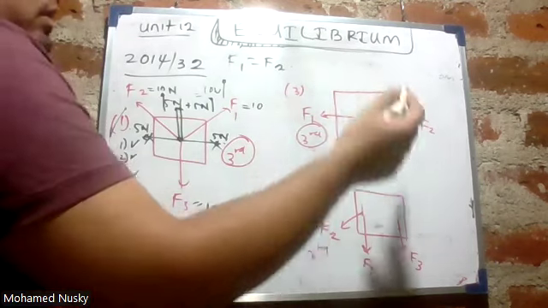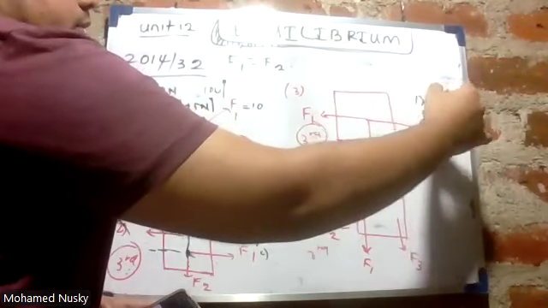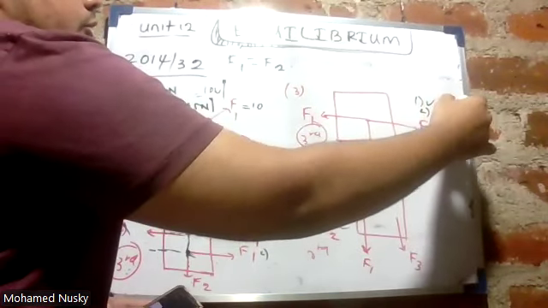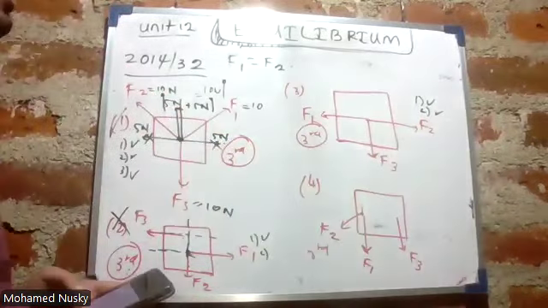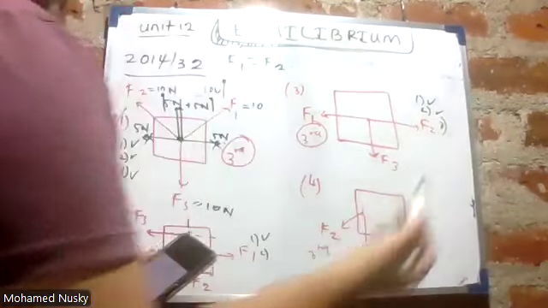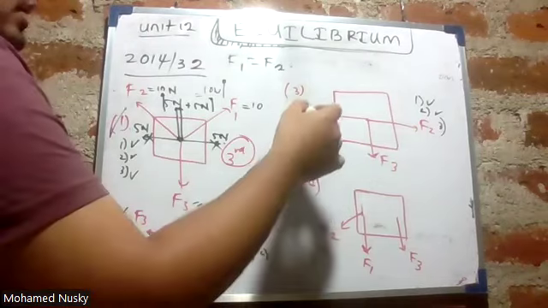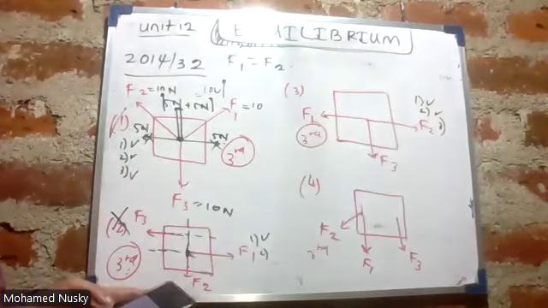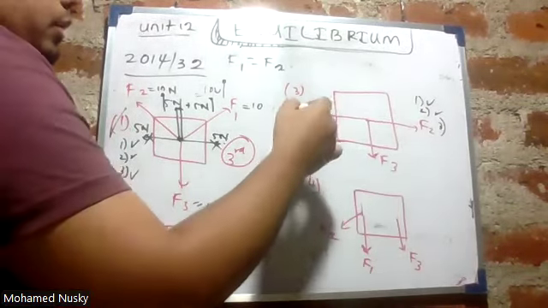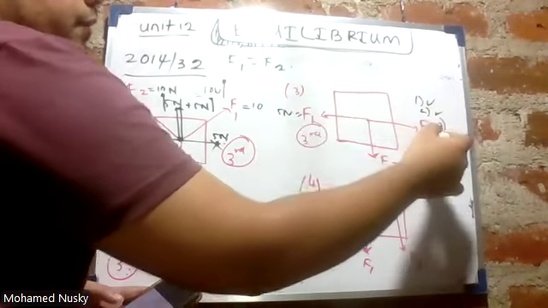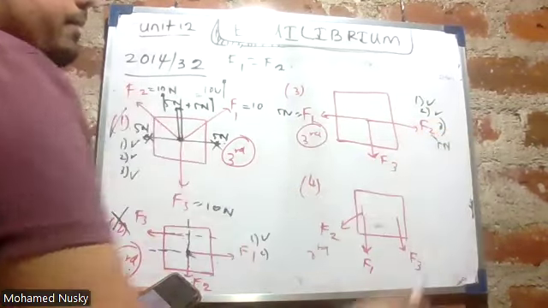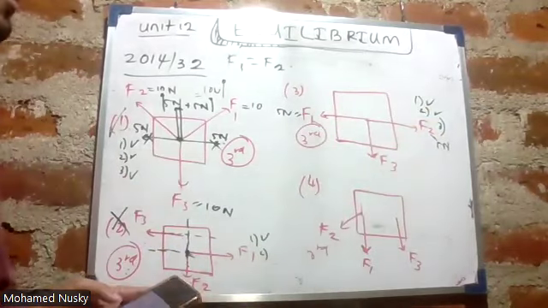Three forces are coplanar. First one correct. Second one also correct. Now we'll see the third one. Here you see, they have said F1 is equal to F2. No. Let me take F1 as 5 Newton and F2 is also 5 Newton. F3 there is a different value.